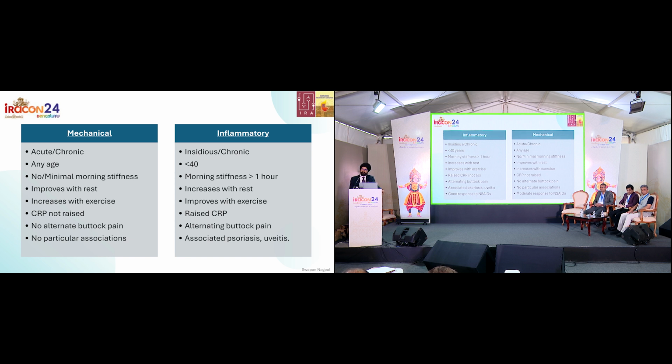CRP and other inflammatory markers might be raised in inflammatory backache, not in all cases, and patients might have alternating buttock pain and associated psoriasis, uveitis and other features. As mentioned by a previous chairperson very rightly, inflammatory back pain generally responds very well to NSAIDs. Mechanical backache also responds, but only moderately, not very well.